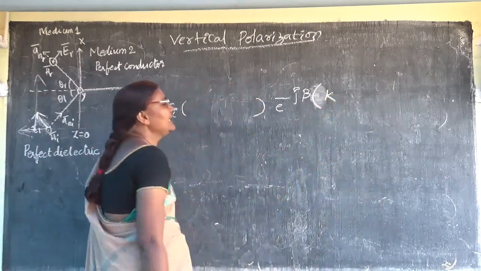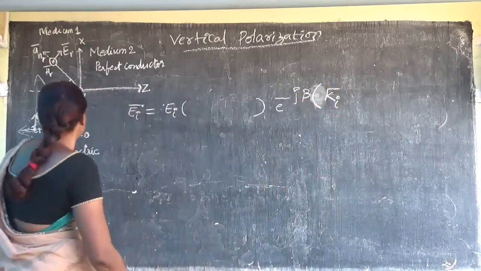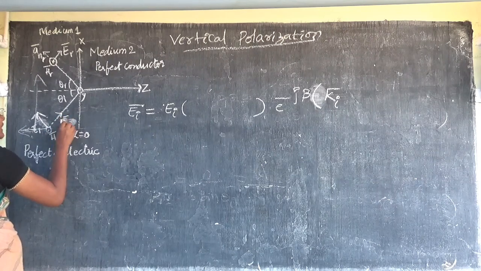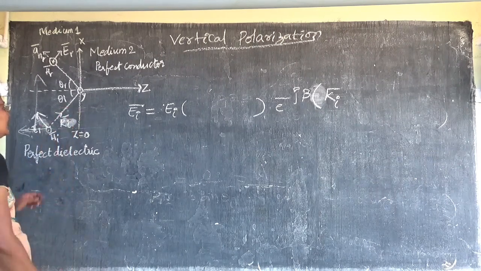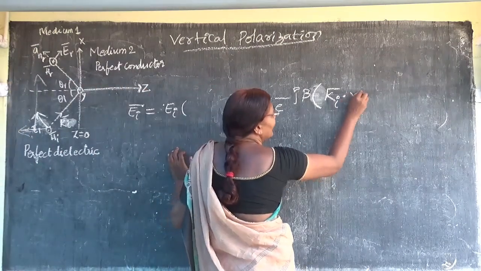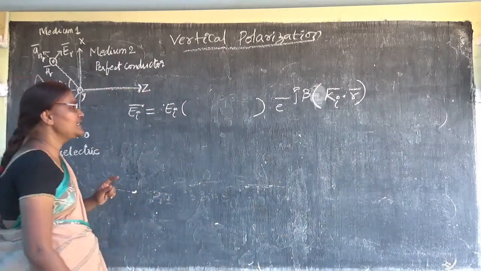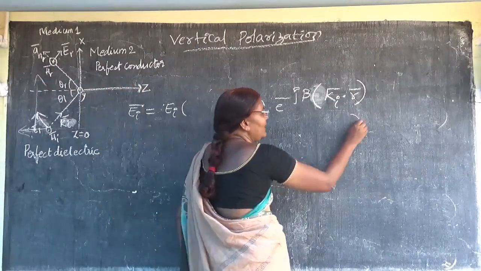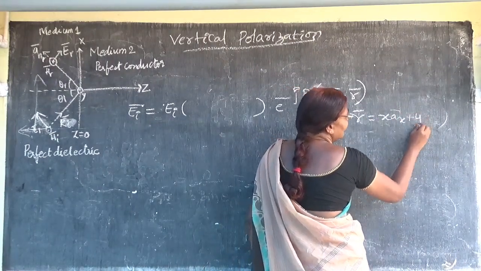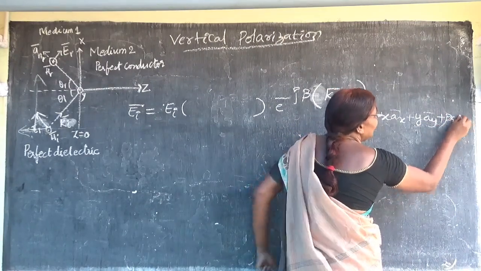That is why we wrote it as KI bar. So I will write it as KI bar, which is nothing but my propagation vector dot R bar, where R bar is the position vector. R bar is equal to x AX bar plus y AY bar plus z AZ.